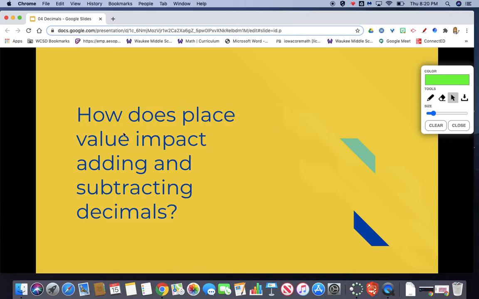Before we get there, let's think about this question. How does place value impact adding and subtracting decimals? Place value plays a huge role with adding and subtracting. We cannot add and subtract correctly unless we line up our place value. 20 minus 15 cents is not the same thing as 20 minus $15. Those values are very different. So lining up our decimals is going to help us get those accurate answers.